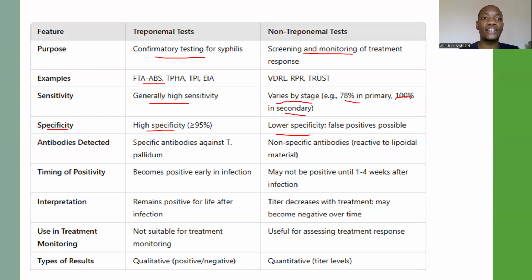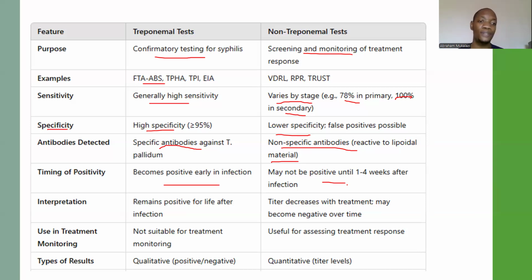Then when you go to antibodies detected, in treponema tests we look for the specific antibodies against the pallidum, while the non-treponema tests look for the non-specific antibodies, which are usually reactive to lipoidal material, like cardiolipin and the rest. So they are not specific, but usually we use them to screen syphilis. Then on timing of positivity, treponema becomes positive in early infection, whereas non-treponema will take about 1 to 4 weeks after the infection to be positive.